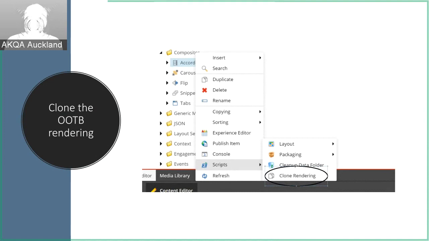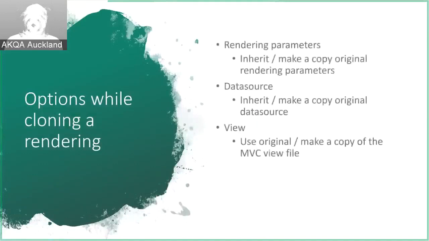So one might think, just by clicking on this clone button, do we get what we want? The answer is no. There are a few more things that the developer will have to do. As soon as you click on clone the rendering, certain options are presented to you. Anybody who has created a rendering before would know that there is a rendering parameter template associated to a component, a data source or a view. So you will get an option to either inherit that or make a copy of it. Even for the view, you can use the original view or make a copy of the view.